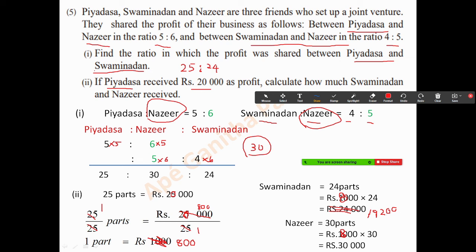Nasir received 30 parts. So 800 into 30. Zeros: 1, 2 zeros, 3 zeros. Here 8 into 3, 24. So Nasir received 24,000.